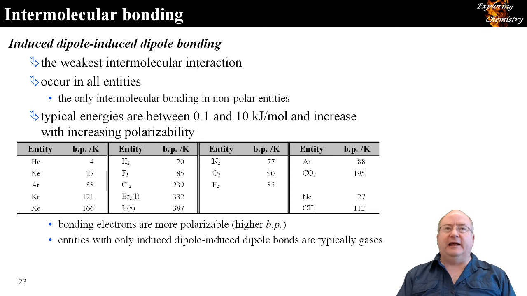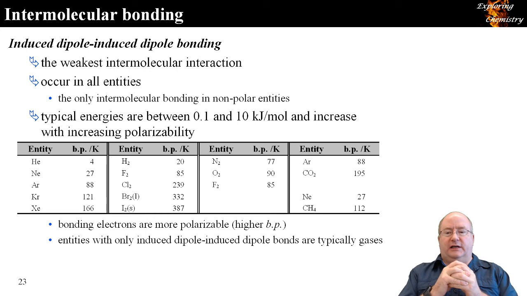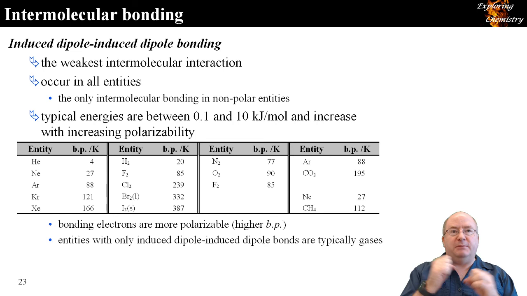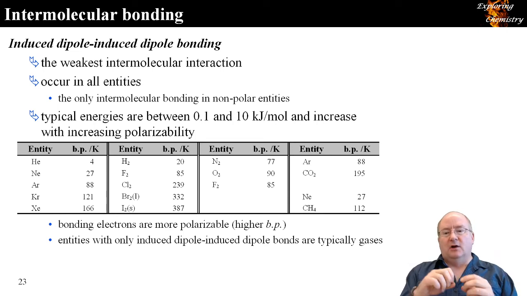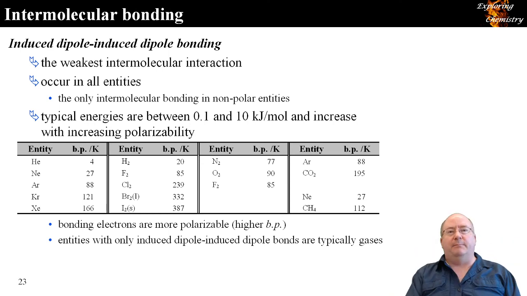Start off with helium, which has 2 electrons surrounding the nucleus. Hydrogen has 2 electrons, but those are now bonding electrons between the 2 hydrogen nuclei. The boiling point of H2 is much higher than that of helium. It's 5 times higher, because instead of being tightly bound to a single nucleus, it is now in a bonding region between 2 nuclei, causing the bond strength to go up. Neon and fluorine, you see similar interactions there. You just go down the group.